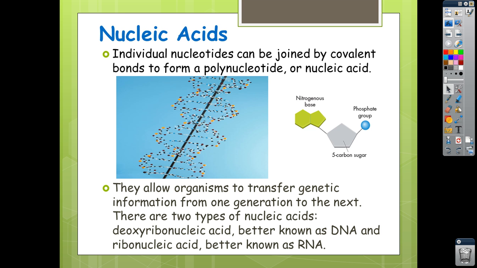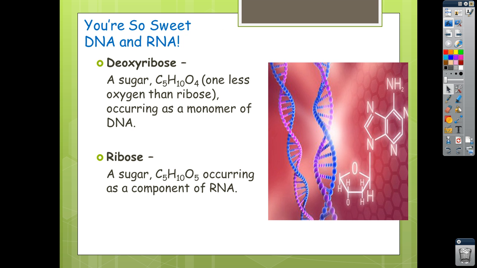Individual nucleotides are going to be joined together covalently through covalent bonds, and they're going to form what's called a polynucleotide. We refer to a polynucleotide as a nucleic acid. They transfer genetic material, like I said, from one generation to the next. We have 2 basic types of nucleic acids. We have our DNA, deoxyribonucleic acid, and we have our RNA, ribonucleic acid.